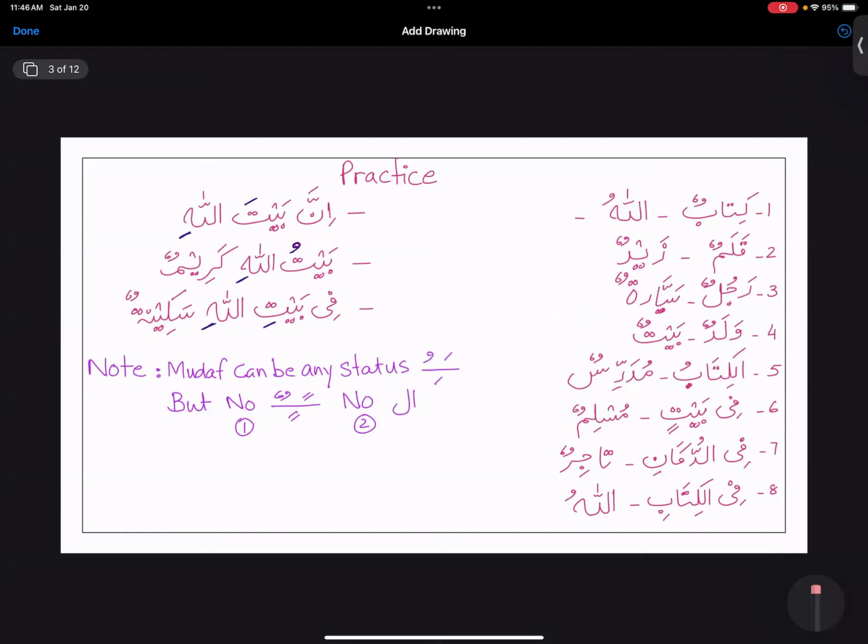Now, waladun baytun. Baytu waladin, the house of a child. Nice. Now, al-kitabu mudarrisun. How are we going to make that? We can't say al-kitabu. No, the al is part of mudarris. We need to remove the al from kitab. If it has al, then you cannot make it mudaf. So kitabu mudarrisin, the book of a teacher.